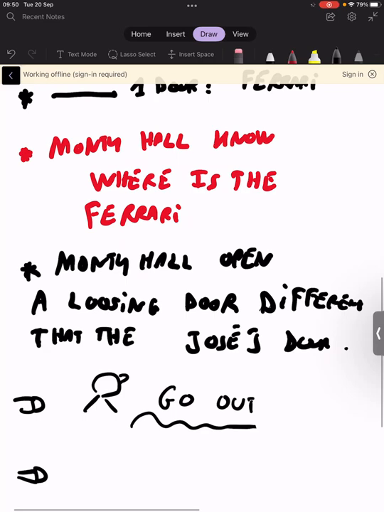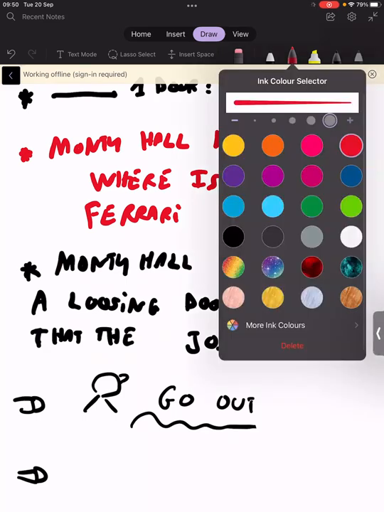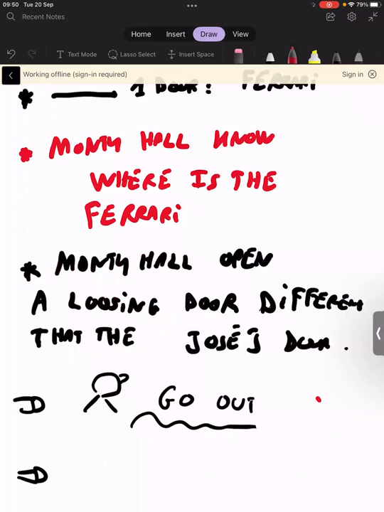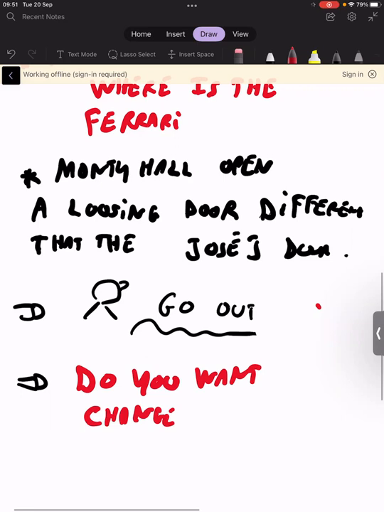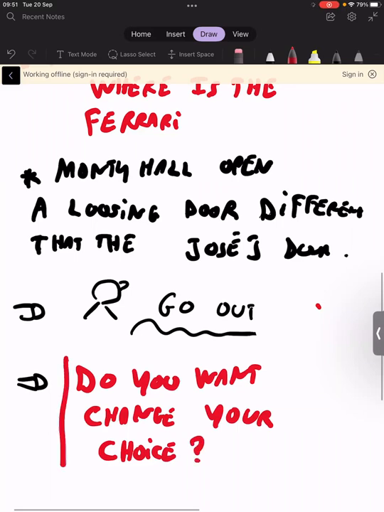And then, and this is the main question which is interesting for us, Monty Hall asked Jose, knowing that a goat went outside from B, it remains just two doors, your door A or the door C. So what do you want to do? You can change if you want. You can go to C or you can stay with your choice. Do you want to change your choice? This is the main question of this paradox.